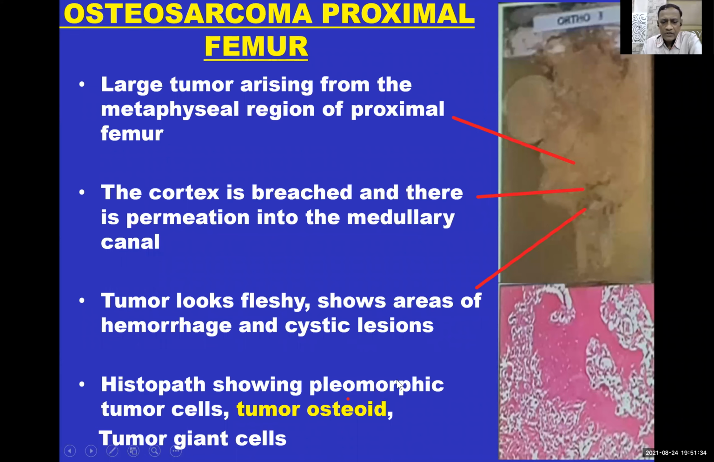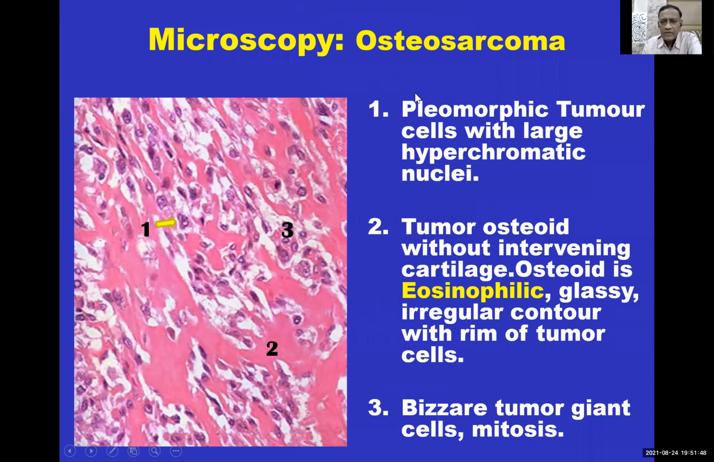Histopathologically, it shows the pleomorphic tumor cells. The most important is the tumor osteoid. This is the tumor osteoid and tumor giant cells. This is the microscopic picture of osteosarcoma. There are three types of cells. One is the pleomorphic tumor cells with large and hyperchromatic nuclei like this. The most important is the tumor osteoid. You must see the tumor osteoid in a slide to call it osteosarcoma. Otherwise, you cannot label that slide as osteosarcoma.